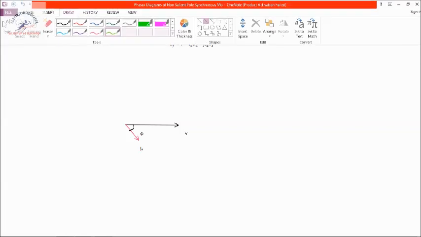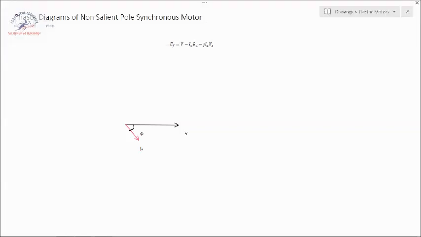Usually the armature resistance of any synchronous motor will be less than 1 ohm. Practically it will be less than 1 ohm. So I am taking a value of R less than 1 ohm and multiplying it with some value of current. This is a scalar multiplication of a vector, and obviously IaRa should be less than Ia. So I draw the vector IaRa somewhere here.